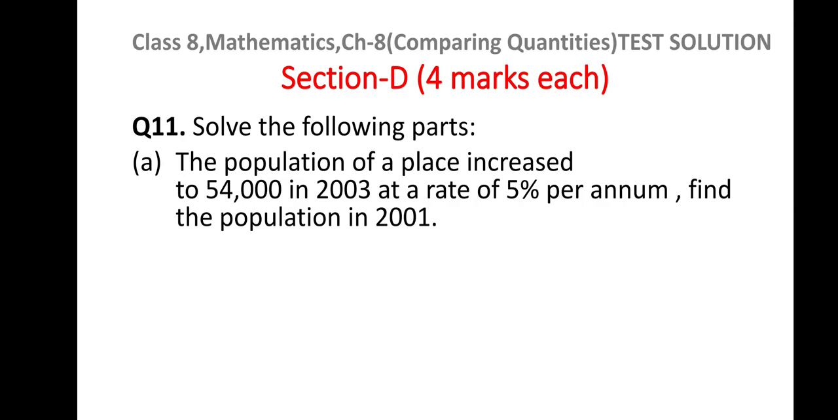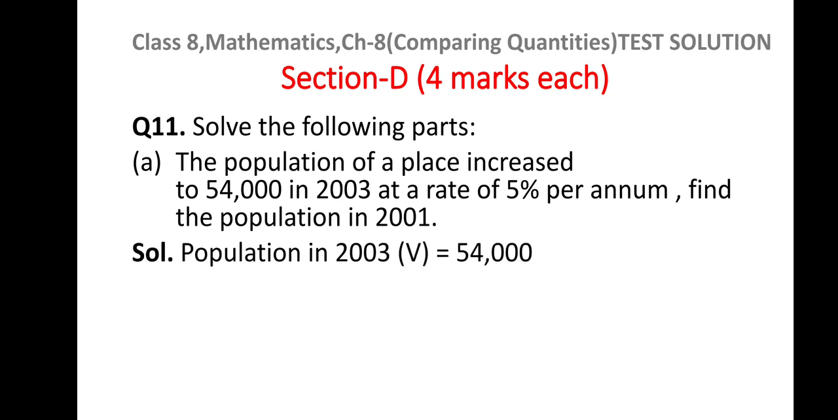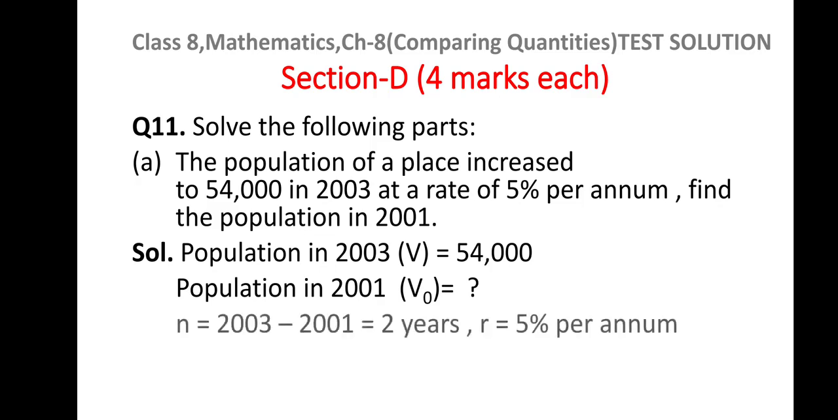So in this case, the value in 2003 is given to us, so it means V is given to us. So population in 2003, that is V, is equal to 54,000. Population in 2001, V naught, we need to find out. N is equal to 2003 minus 2001, that is equal to 2 years. Rate is 5% per annum. Now we know the formula. V is equal to V naught bracket 1 plus r over 100 raised to the power n, or you can use this formula in terms of amount and principal, as I told you previously also.